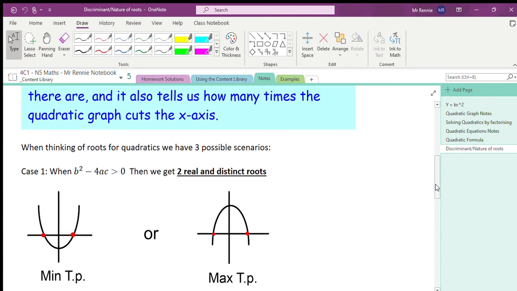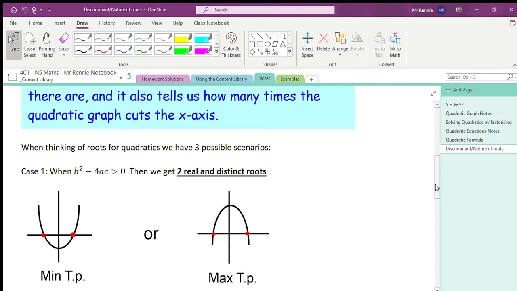If we work out the discriminant, which is the b squared minus 4ac part, and we get an answer for that part which is greater than 0, then what that tells us is we're going to have two real and distinct roots. Distinct means that they're going to be different from each other. So we're going to have two real roots and they're going to be different from each other.